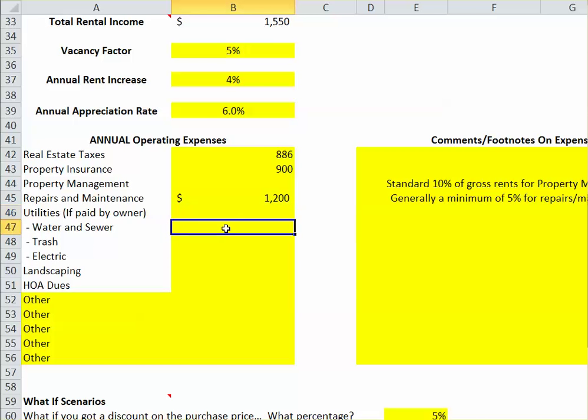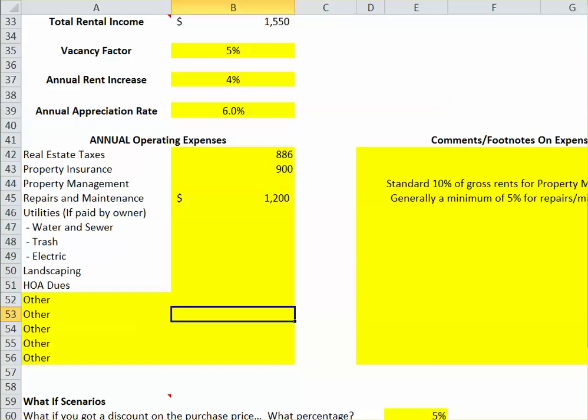Utilities if paid by owner, water and sewer. I like to have all utilities paid by the tenant. Different landlords have different opinions on that. And if you're buying a duplex or anything larger, generally there's no way to split the water. So you'll be paying for the water here. But in this case, similar to most of my clients, he has no other payments beyond what you see right here. There's no HOA because it's a single family house. But when you get this, you can put in whatever you like. Any assumptions you like, go ahead and put it in.